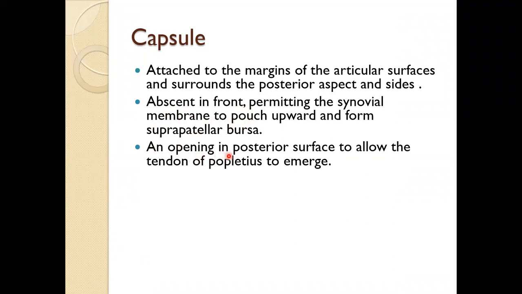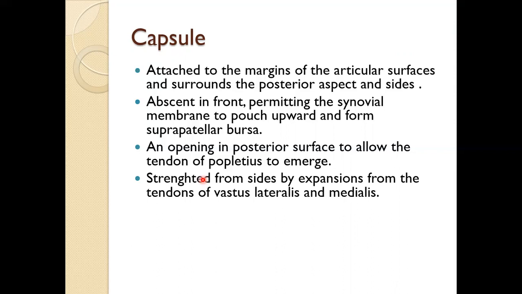Also, there is a small opening in the posterior surface to allow the tendon of the popliteus muscle to emerge. The posterior wall is not deficient as such, but there is just a small opening, and this is to allow the popliteus tendon to emerge out, right?